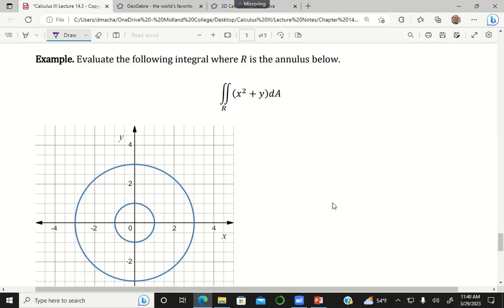It says evaluate the following integral. So I've got a nice double integral, where R, the region that we're integrating over, is the annulus. So the annulus means that it's the space in between these circles. I'm not counting the space inside the inner circle. I'm not counting the space outside the outer circle, but the annulus is all of this region.